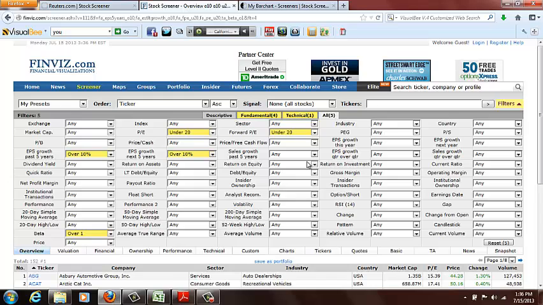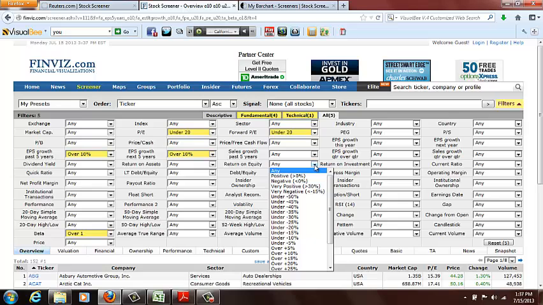Return on equity. All right. So with this, this ratio is a measure of a corporation's profitability that reveals how much profit a company generates with the money shareholders have invested. Okay, so this is important because if you invest in a company, you want something in return. So return on equity, we're looking for a company that is at least over 10%.